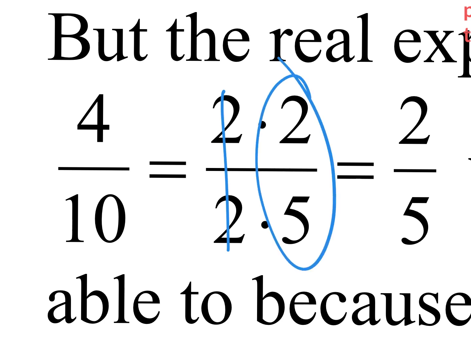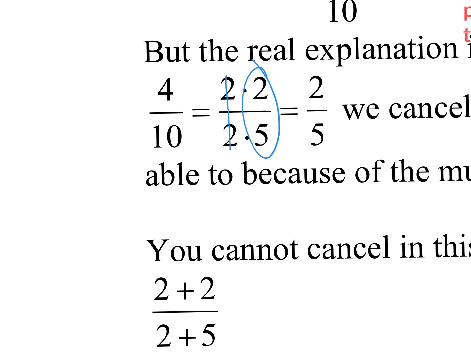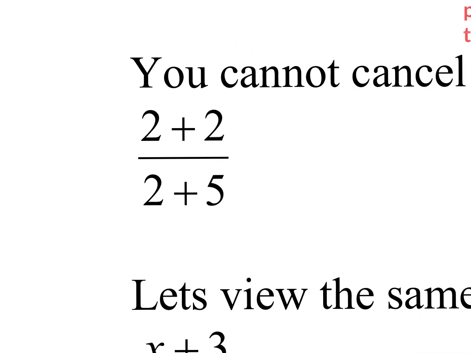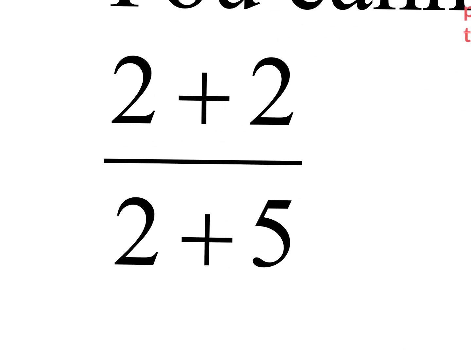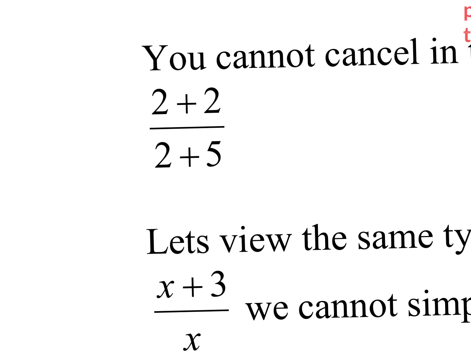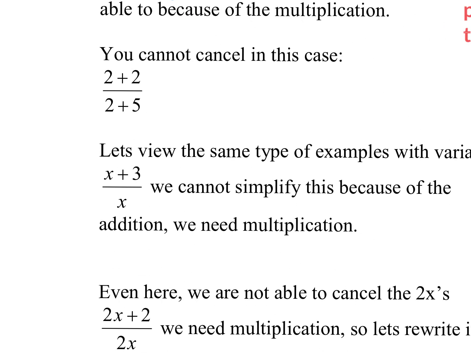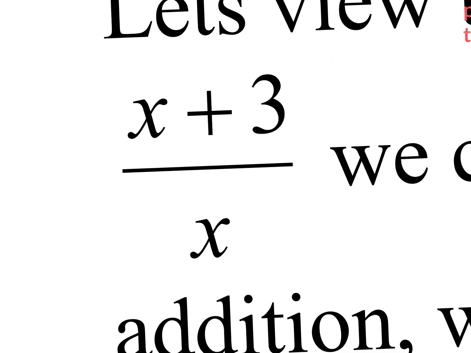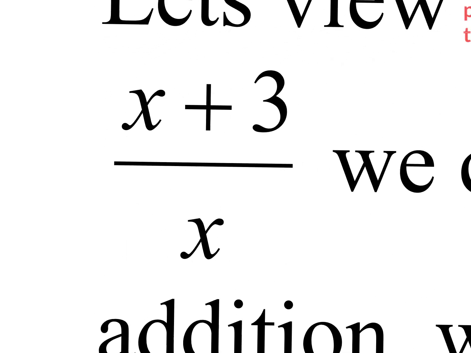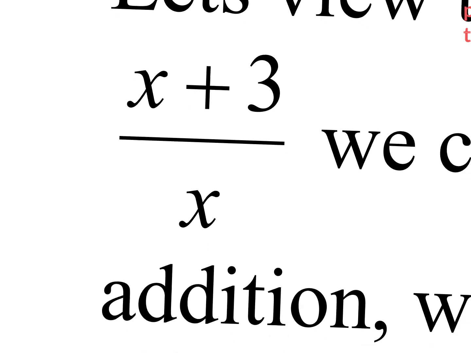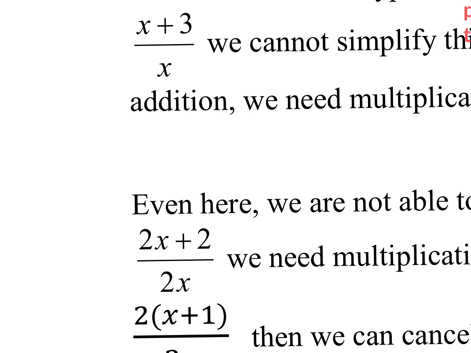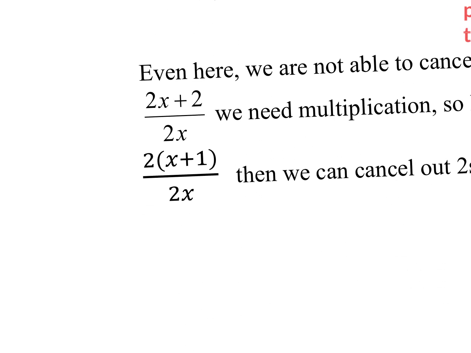Ta-da! Easy peasy. So we need to remember this, that you cannot cancel when there's addition or subtraction. That would be incorrect. But you can cancel when there's multiplication, all right? So on this particular expression, you cannot cancel the x's. Why not? Because there's a plus 3 on the x above. Now, if you had a times 3, then you'd be able to cancel.